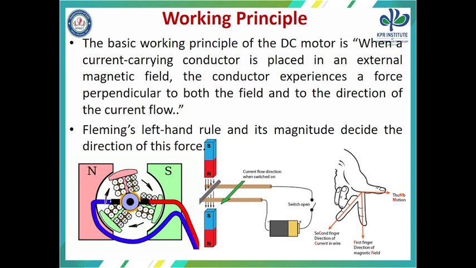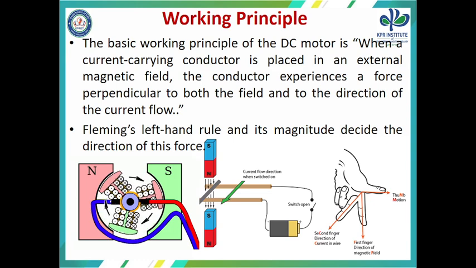The working principle of the DC motor. We know the basic principle of the DC motor. When a current carrying conductor is placed in an external magnetic field, the conductor experiences a force perpendicular to both the field and the direction of the current flow as per Fleming's left hand rule, and its magnitude decides the direction of the force. You can see the diagram here.